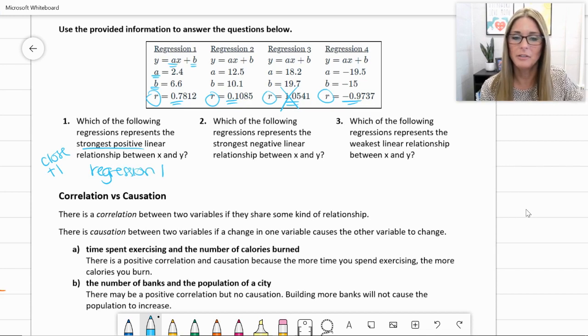Question number 2, which of the following regressions represents the strongest negative linear relationship? Well, there was only one regression that had a negative correlation coefficient, so that's got to be regression number 4.